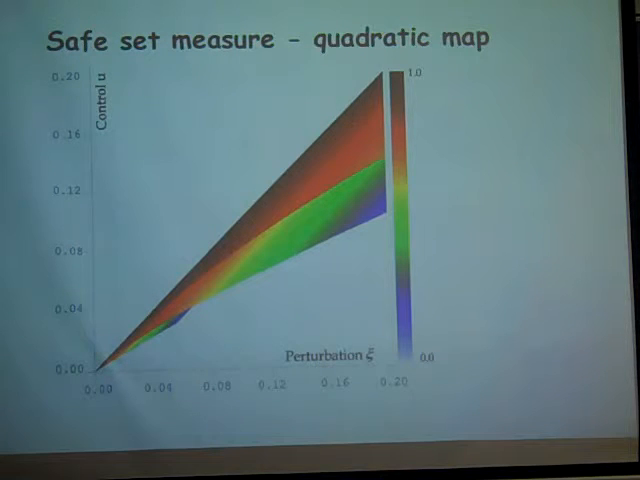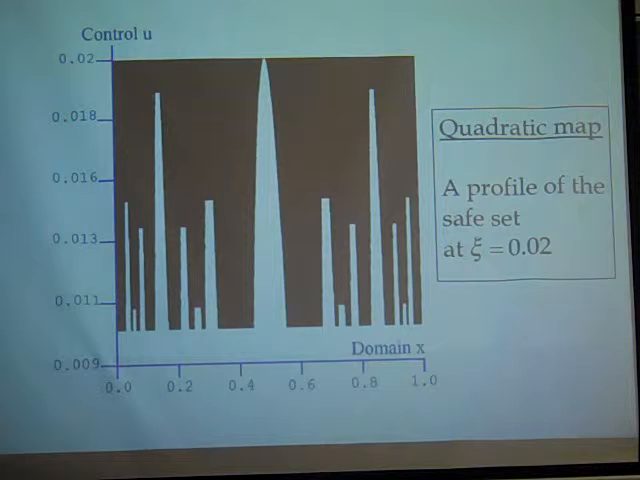And if I look at a vertical section of this map, it's more complicated. A lot of other things are happening for non-expanding maps. So this is similar to what we saw earlier. C was fixed at 0.02, and I changed the control from 0.02 and decreased it till the safe set vanished.